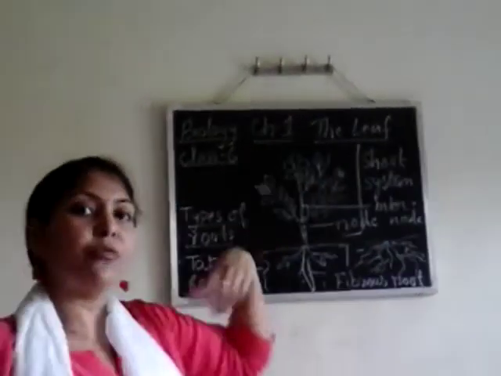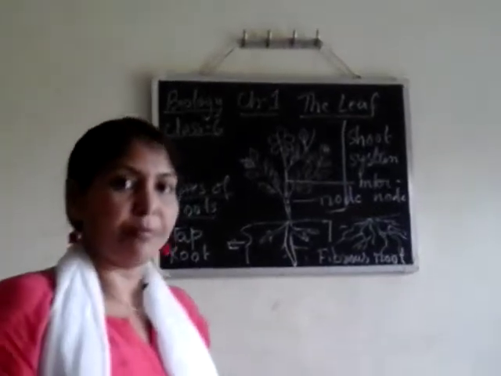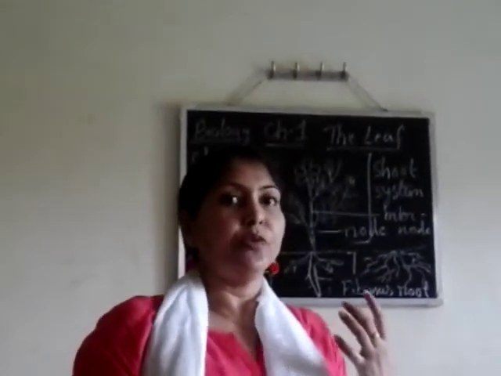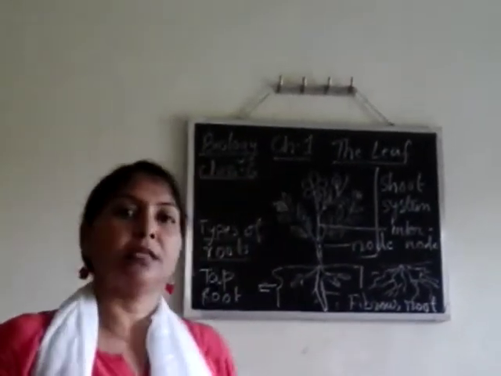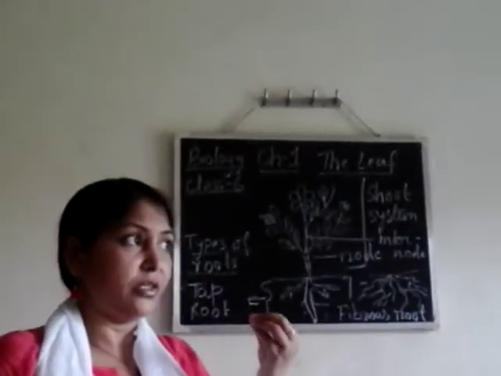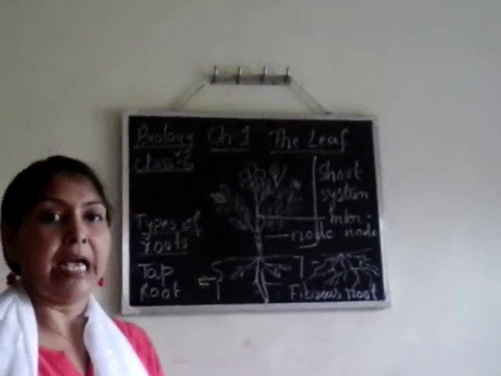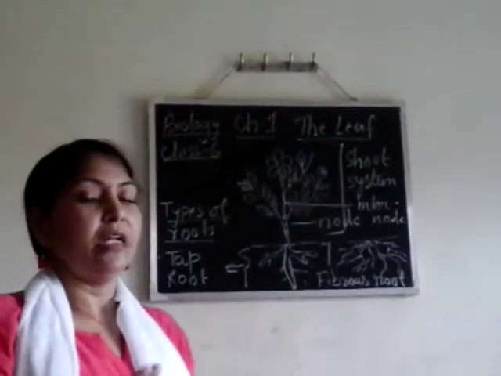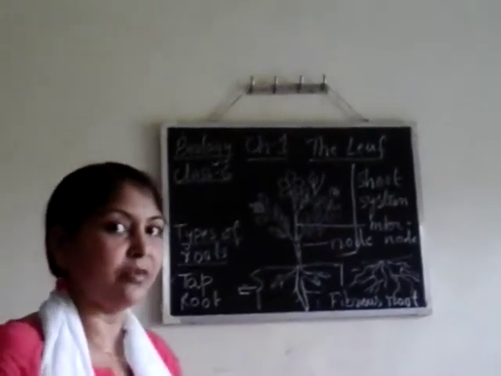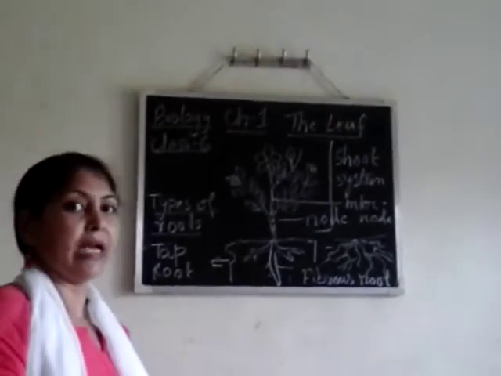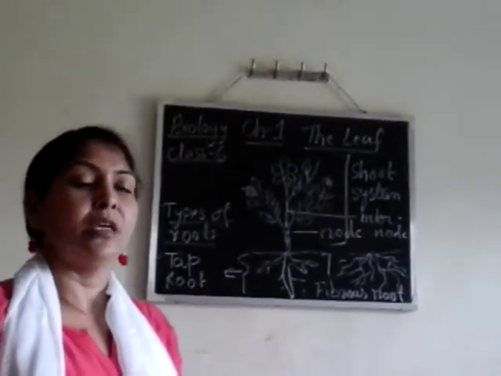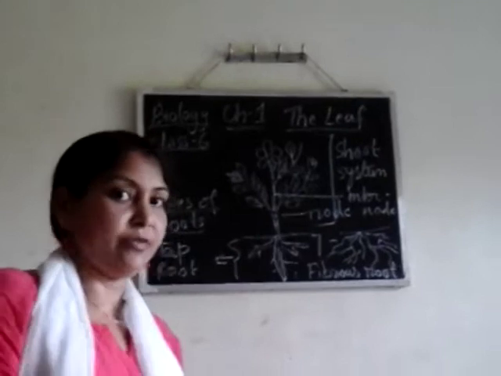Now we move on to the next topic. If you see in your book, the different types of edges of leaves are also given, and the surface of leaves are also mentioned, that you can read out. Then I will move to the next topic, which is the different types of leaves.